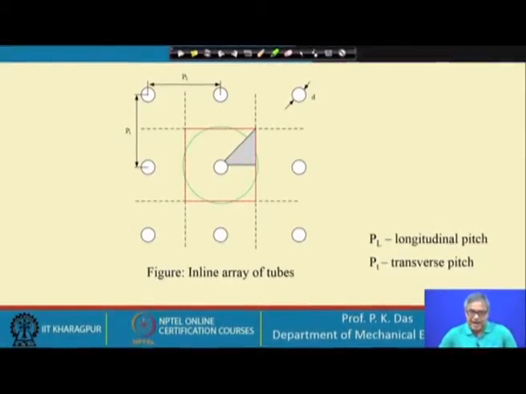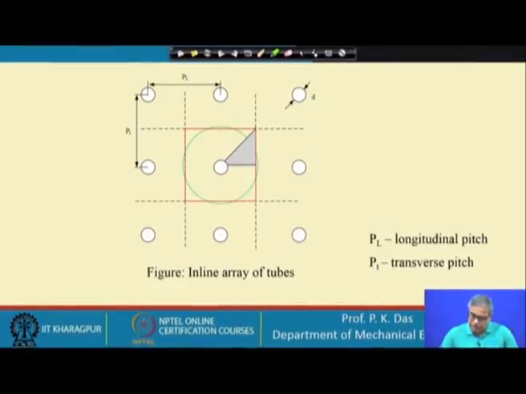So, this is an inline array of tubes, and this is how we can get the fin around the tube. Generally, the inline arrangement is defined by two pitches: one is the longitudinal pitch P L and the other is the transverse pitch P T. Depending on the process requirement, we can have different values of P L and P T. The particular case shown is where P L and P T are the same. So, basically we have an inline square array of tubes in the finned tube heat exchanger.